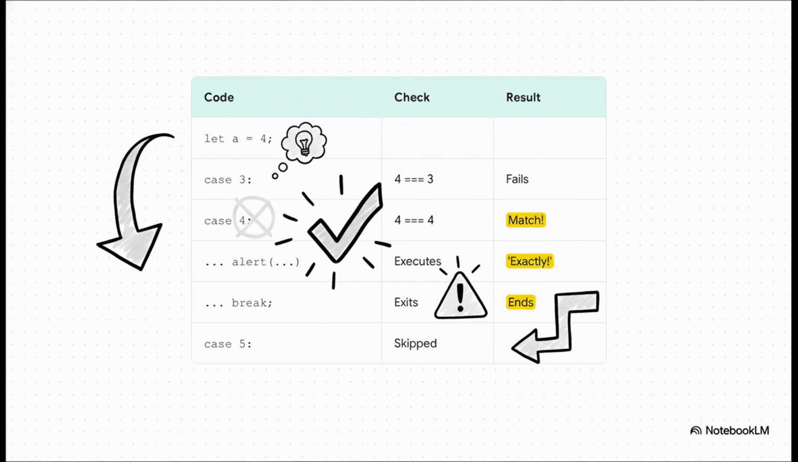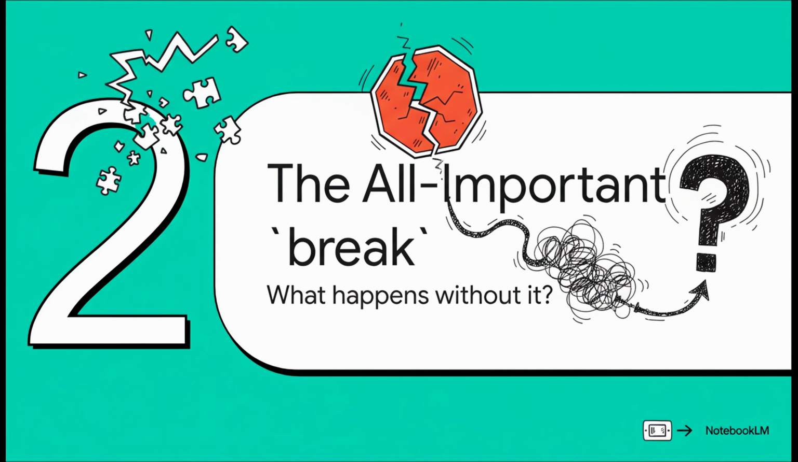Let's watch it work. In this example, the variable a is 4. The switch statement starts at the top. Does a equal 3? Nope, it moves on. Does a equal 4? Yes, we have a match. So it runs the code inside, which pops up an alert saying exactly that. Then it hits that break statement and boom, it's done. It completely skips the rest of the block. Clean, right?